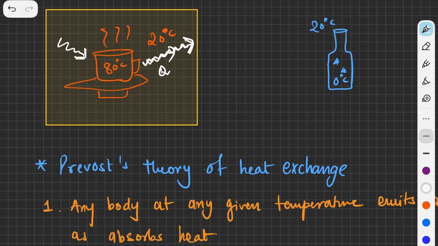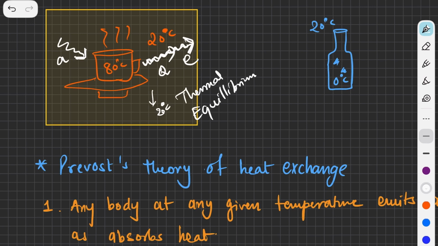But the rate of emission and the rate of absorption may be different. And that's the reason why it is going to emit more and absorb less. That's why its temperature is going to go down, and after a large time you will find out that they both will come at the same temperature, like 20 degrees surrounding and 20 degrees for the tea. That point we'll call the thermal equilibrium, when the temperature of the two bodies becomes equal.